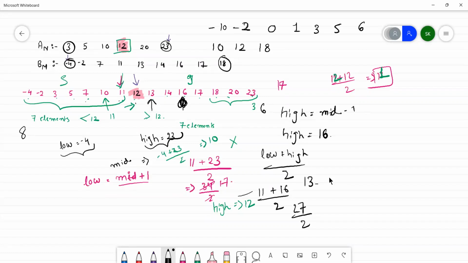Complexity here is log of maximum value minus minimum value, because if you notice, your boundary was the minimum value, which was -4, and the maximum value, which was 23. So it's basically log of max minus min. There is no n and m required here. Which question, Aman, are you talking about, of the binary search?